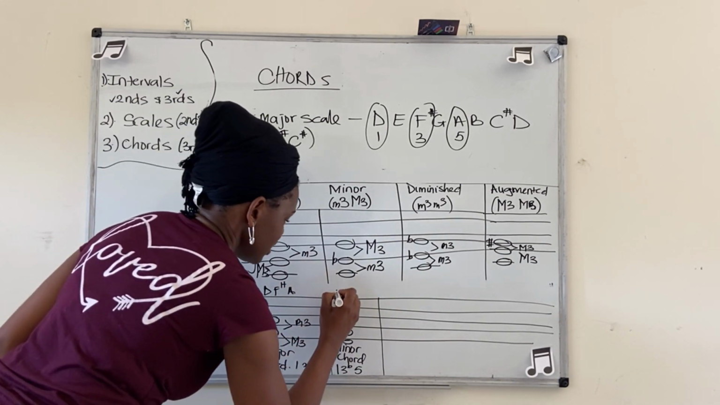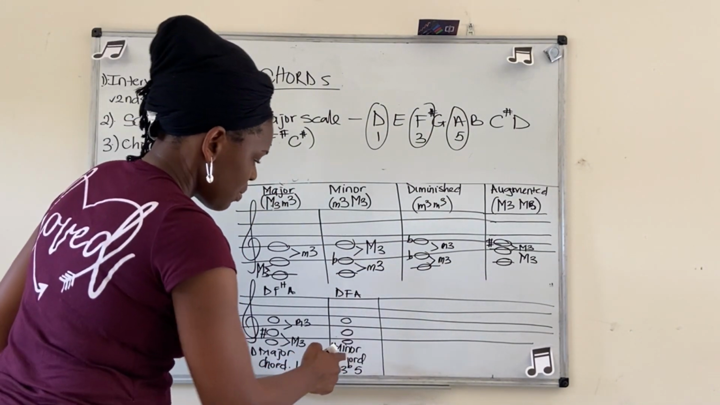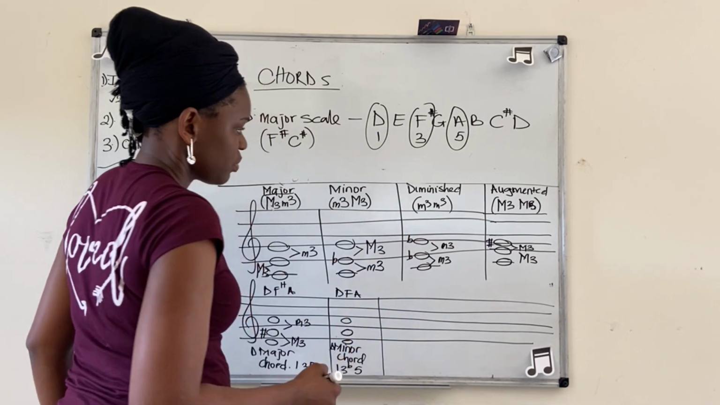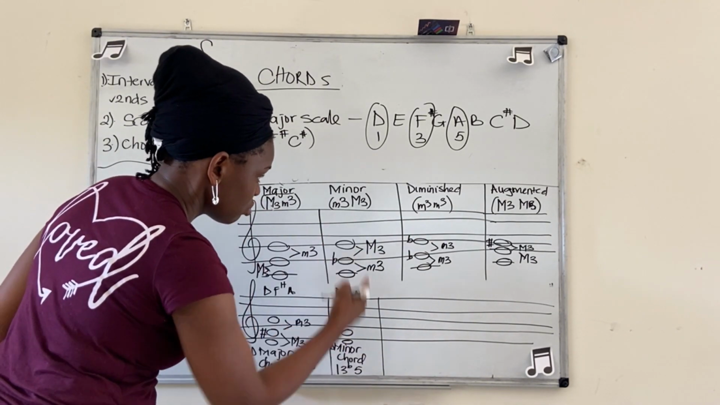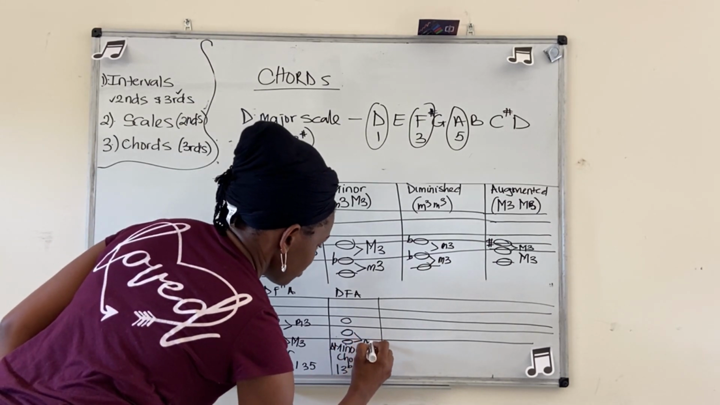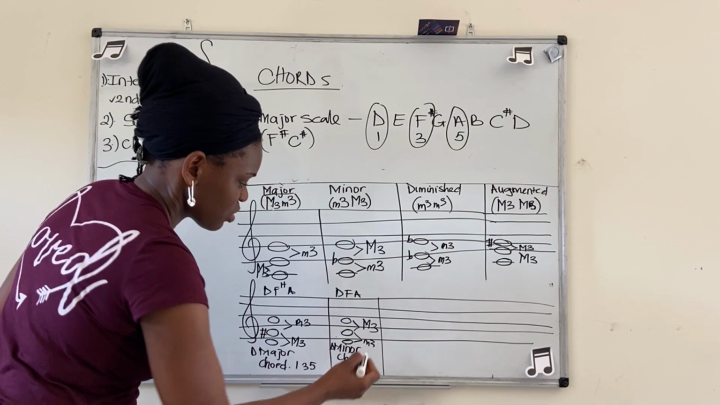This one is going to be D, F, and E. So for the diminished chord, if you look at it very well, you can practice it, you'll see that this is a minor third and this is a major third. I will not go into details again because we've done that already.